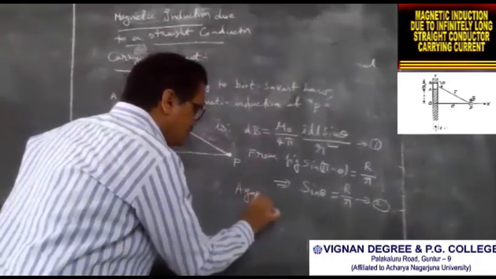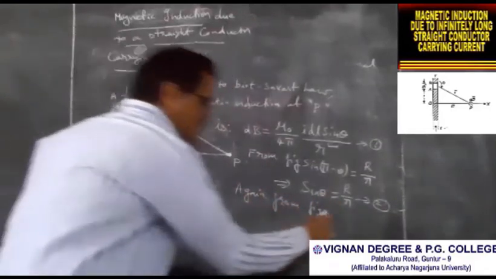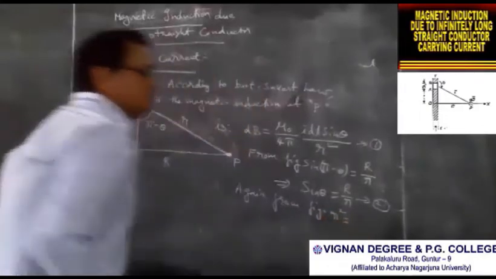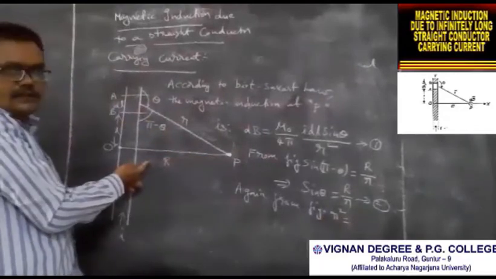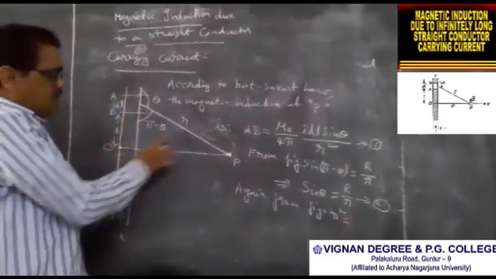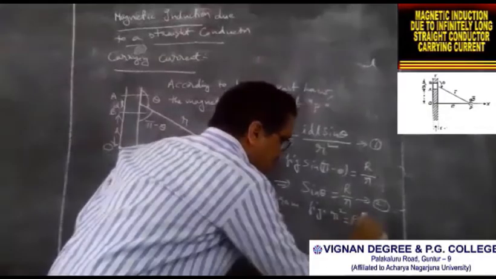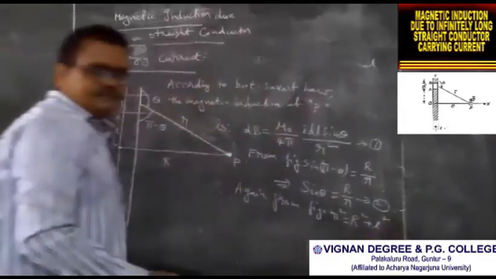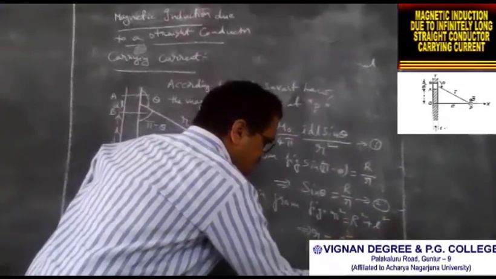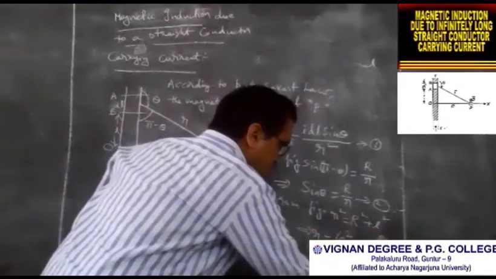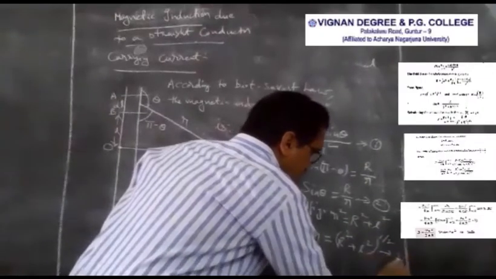Again, from figure, hypotenuse square is equal to side square plus side square. That means r square is equal to R square plus L square, which implies r is equal to R square plus L square to the power of 1 by 2. Let this be equation 3.